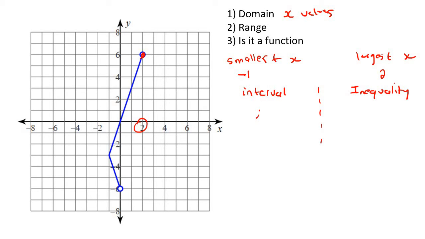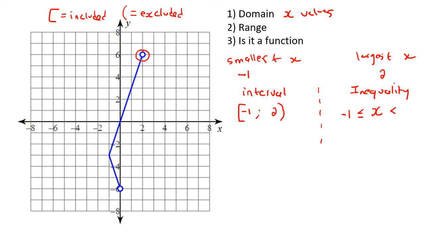So if we use interval, then we are going to put the numbers minus 1 and 2. Now, we need to check. The minus 1, the graph is touching the minus 1, so we can put a square bracket, because remember, a square means included. Round means excluded. So if we look at the 2 now, there's an open circle, so that's not included, so we'll put a round bracket. If you wanted to use inequality symbols, you could say that x is any number bigger than or equal to -1 and smaller than 2.